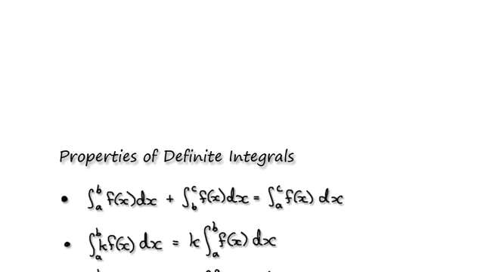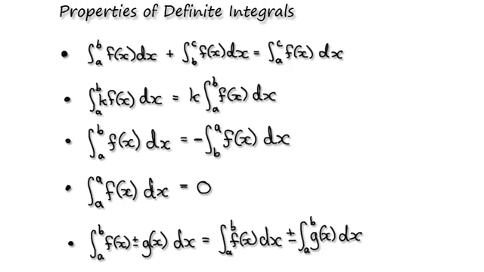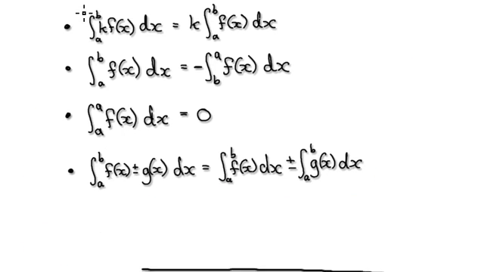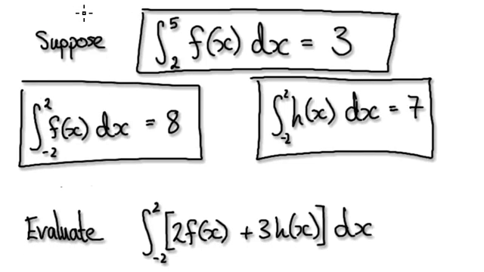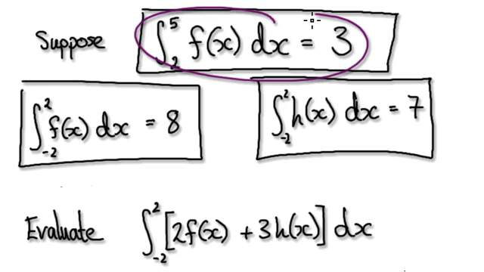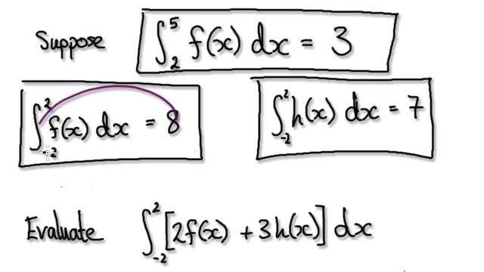Okay, let's give you guys some practice. So using these properties here, evaluate this. Suppose this here is true, and suppose this here is true. Suppose this here is true. Use these three here to evaluate this. Okay, so press pause and have a go.